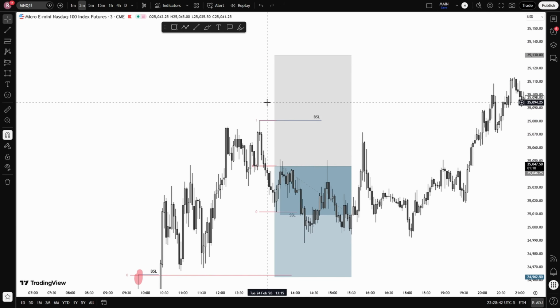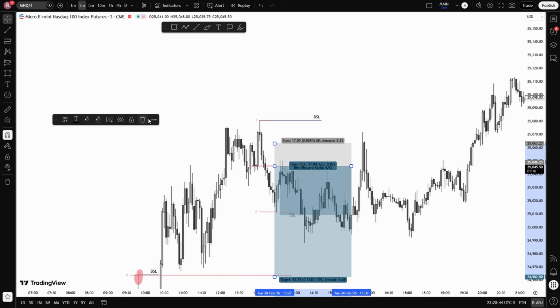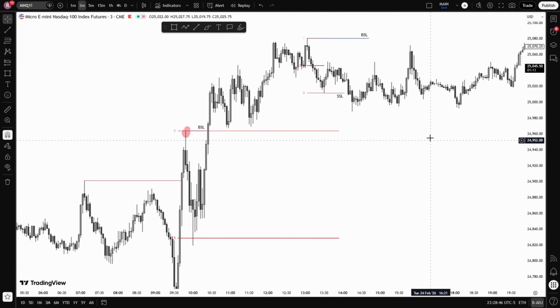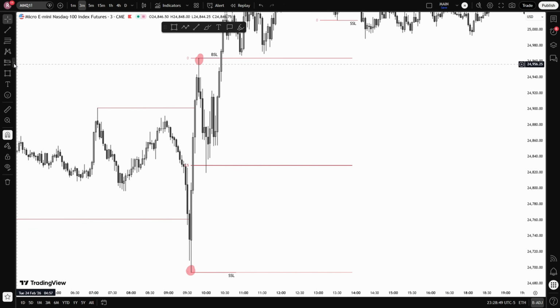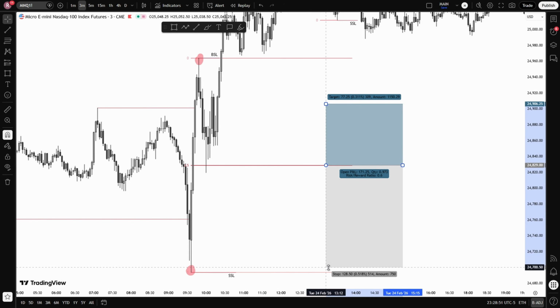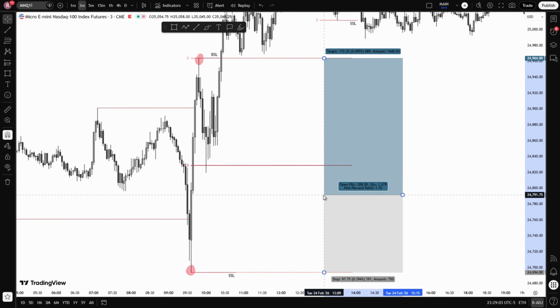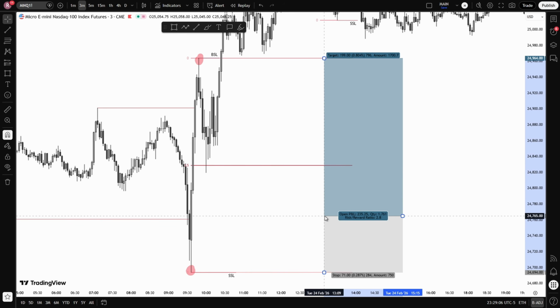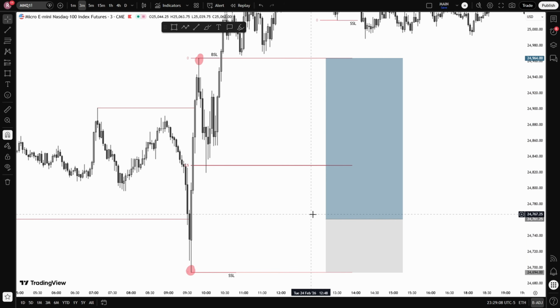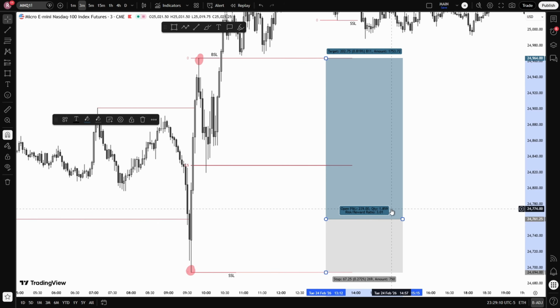Now let's talk about why we even use discount and premium in the first place. The main reason is risk to reward. Let's say I go long exactly at equilibrium. I place my stop at the low of the range and target the high of the range. My risk to reward is about 1-to-1. That is not very favorable. But if price trades deeper into discount and I enter long closer to the low, now my stop is still below the low, but my target is all the way back at the high. My risk is smaller relative to my reward, so my risk to reward improves significantly.